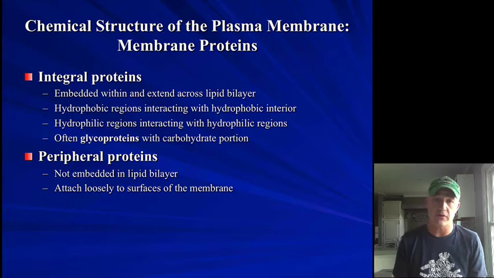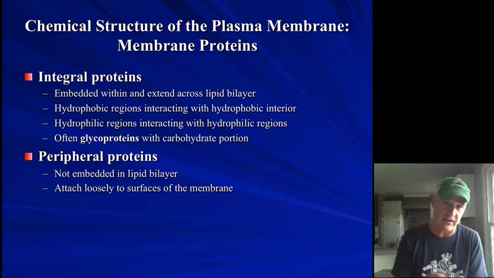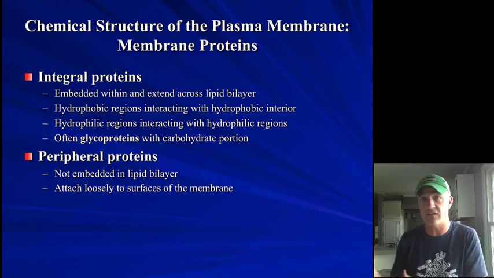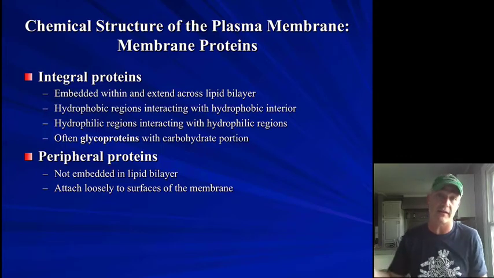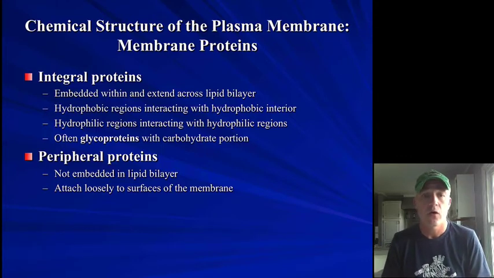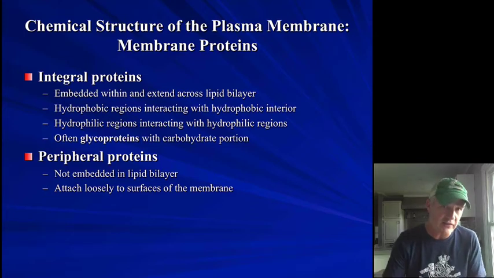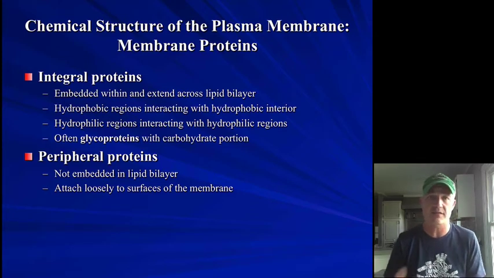And again, integral proteins cross entirely through, which means they have to have hydrophobic regions as well as hydrophilic regions because they're interacting with those nonpolar tails that are hydrophobic, as well as interacting with the phospholipid heads, as well as water on the inside or the outside of the cell. Where the peripheral proteins, they're not traveling fully through this membrane. They're only on one side or the other.